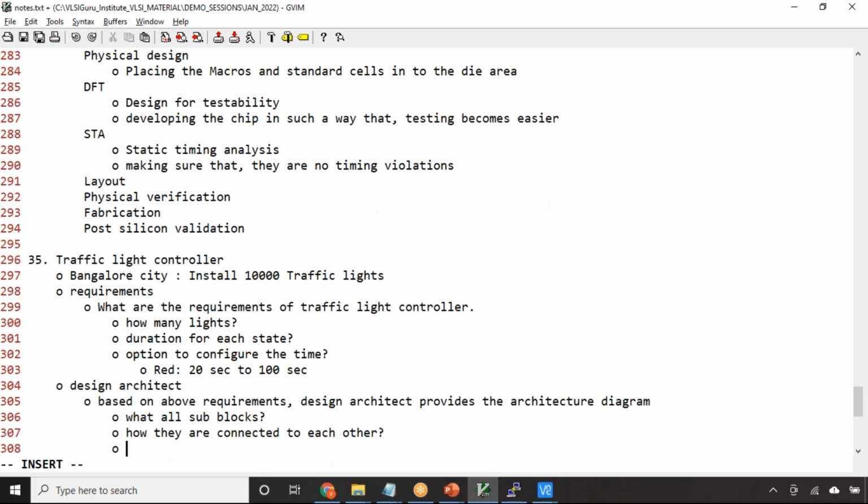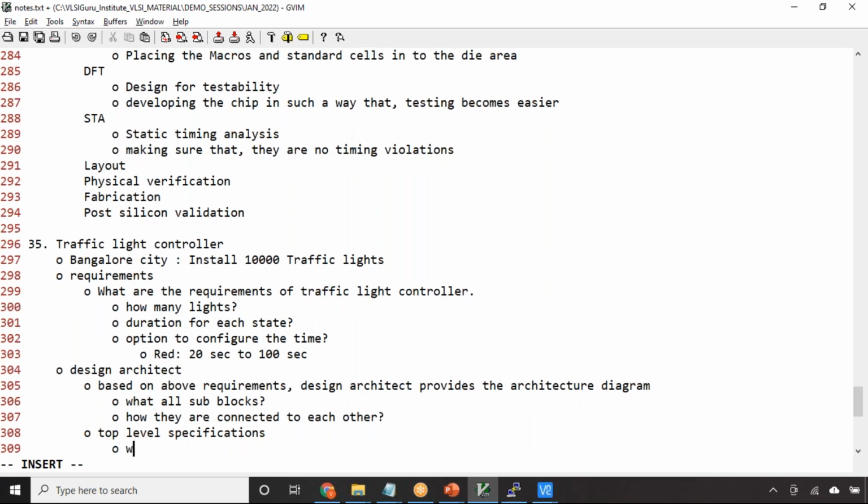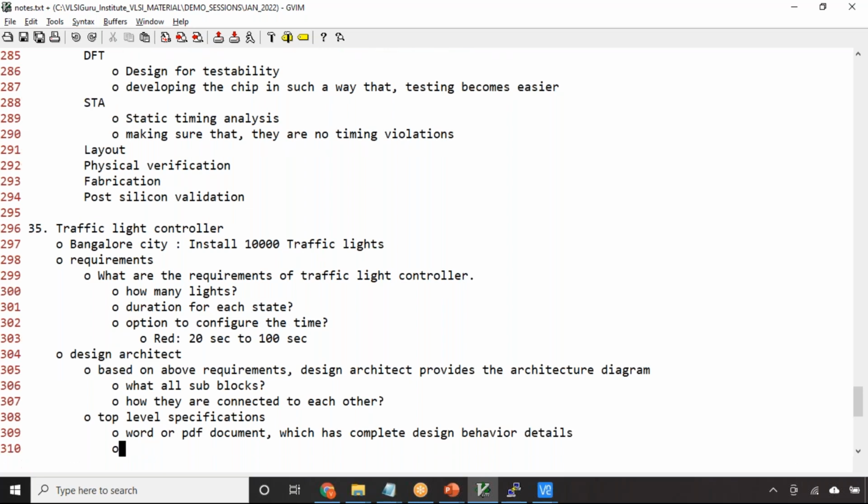He will also develop the overall top level specification. What is the top level specification? It is a Word or PDF document which has the complete design behavior details. I mean, how the design will behave, how many interfaces are there, how many sub-blocks are there, and how they are connected. All that information will be part of the top level specification.